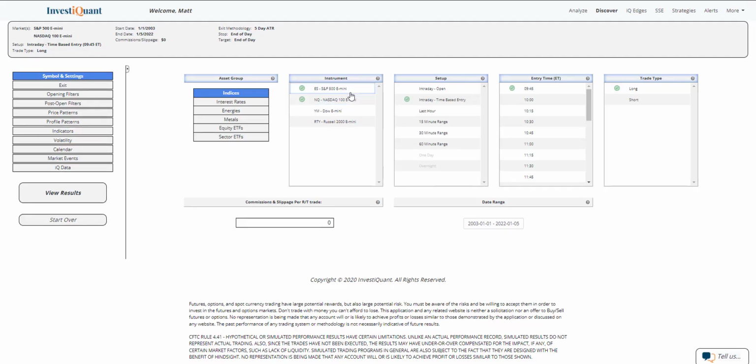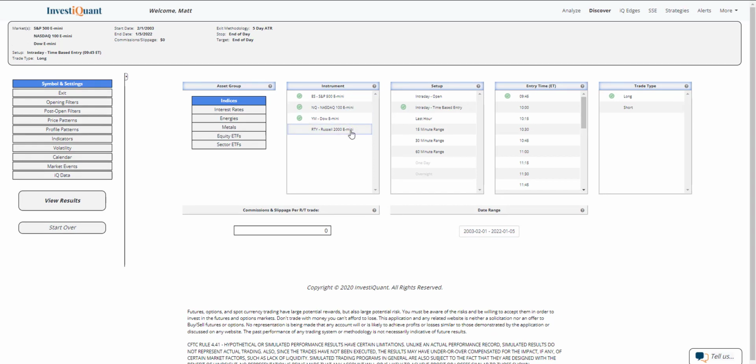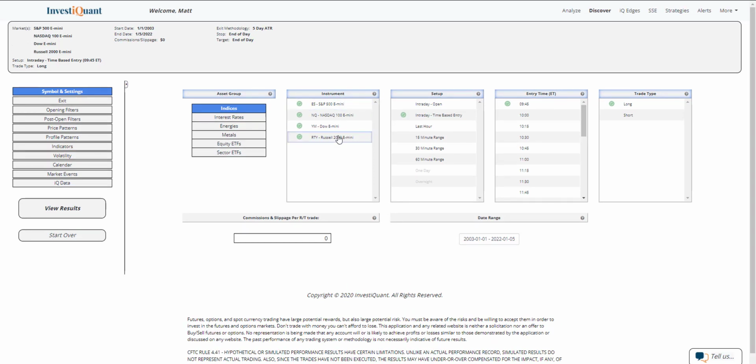So let me go ahead and get this set up, and we'll look at some price action based studies here. I'm going to grab all four instruments. The setup will be based upon entering the market long at 3 p.m. Eastern time and exiting at 4:15 p.m.